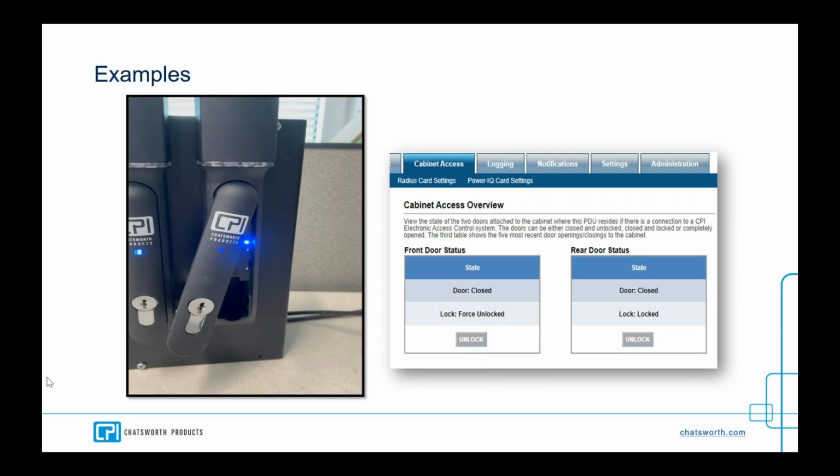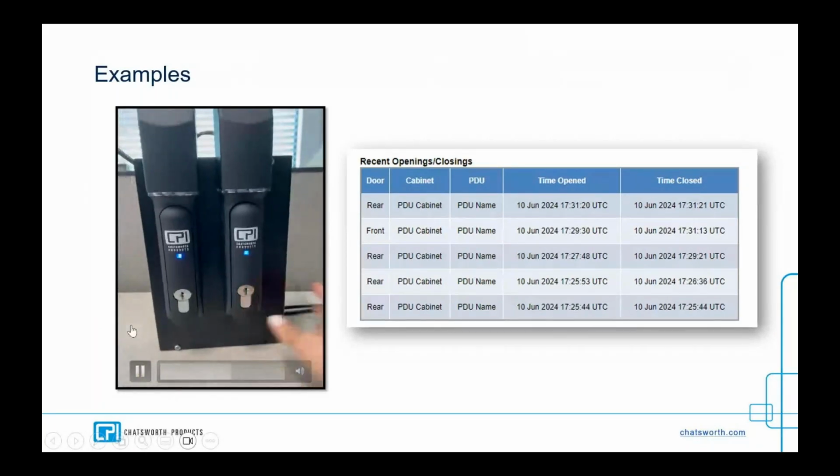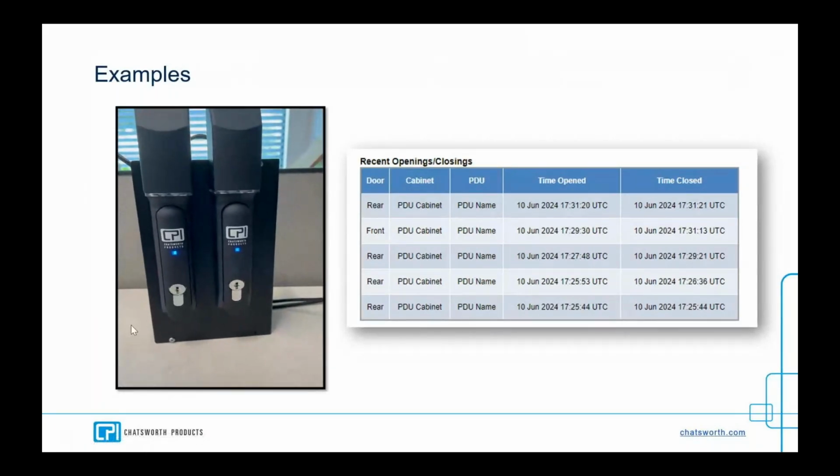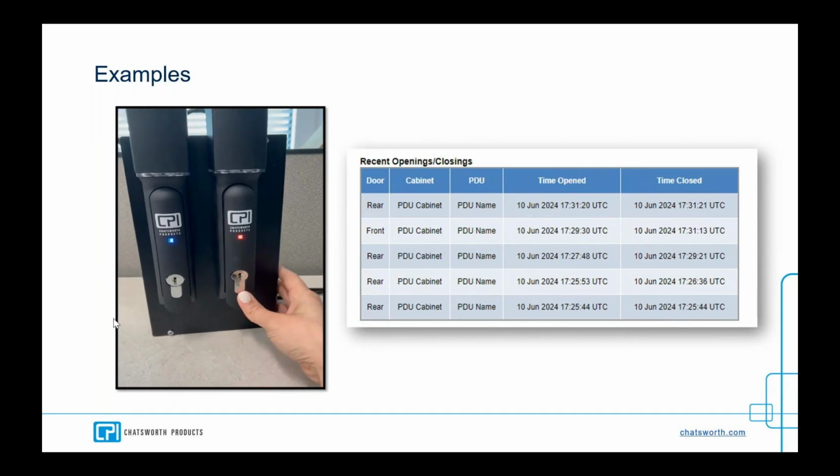Now the next example shows a lock that has stayed open for a good minute or two. And in this case, it's going to be a front door lock. So the opening will show in the recent opening closing table that's on this slide, and it shows the specific time that it was open and when it was closed. So it was almost 2 minutes.